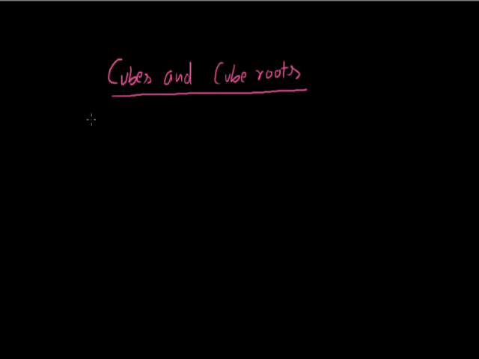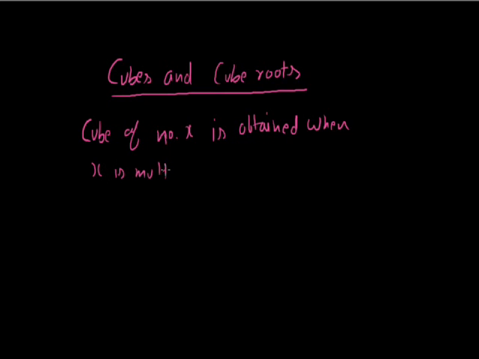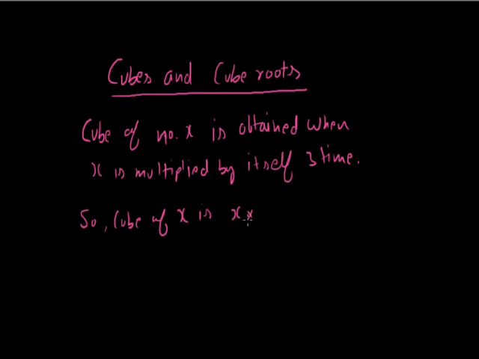So what is cube? The cube of number x is obtained when x, or the number, is multiplied by itself 3 times. So we can say that cube of x is x multiplied by x multiplied by x, that is x is multiplied by itself 3 times, or simply we write x raised to the power 3, that is x cube.